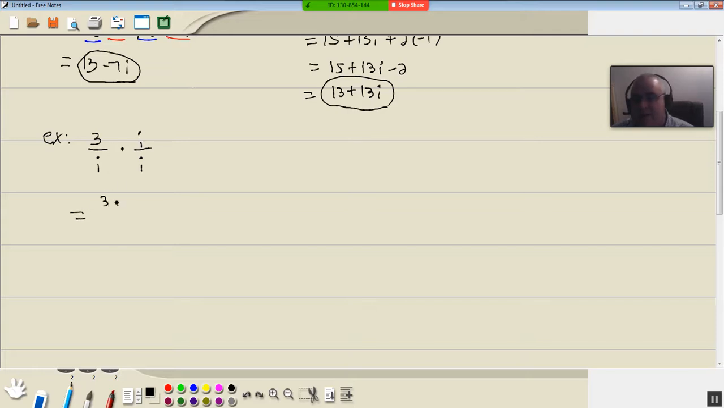3 times i is 3i. i times i is i squared. And remember what we said. We said i squared is equal to negative 1. So replace the i squared with negative 1. And 3i divided by negative 1 is negative 3i. And that's our answer.